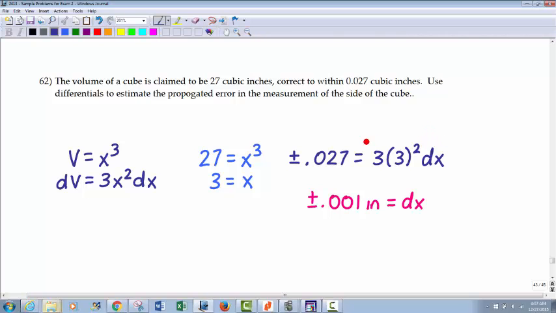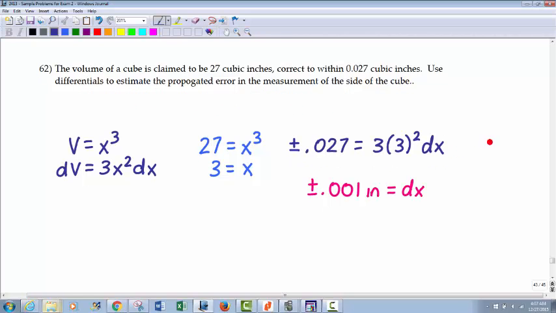And then we're solving for the error in the measurement of the side of the cube, the dx. So we have 0.027 plus or minus equals 3x squared, from right there, x is 3, 3 times 3 squared. So you divide both sides by 27, and you would get plus or minus 0.001 inches.